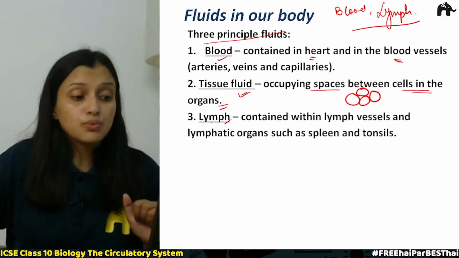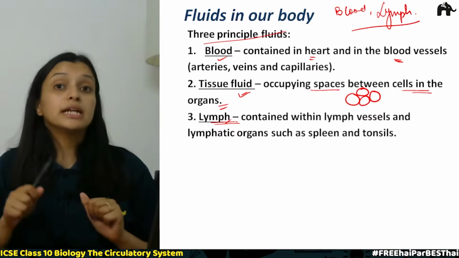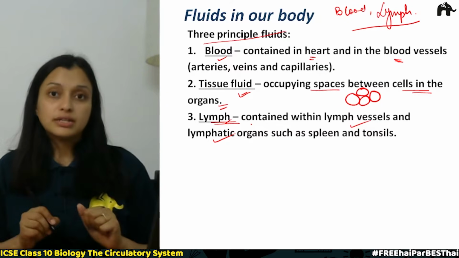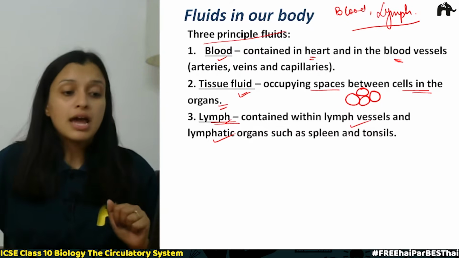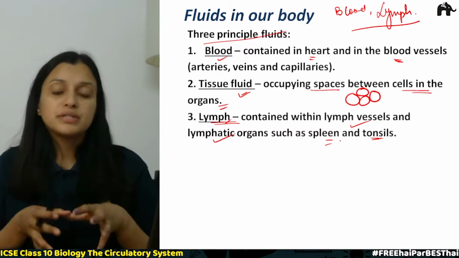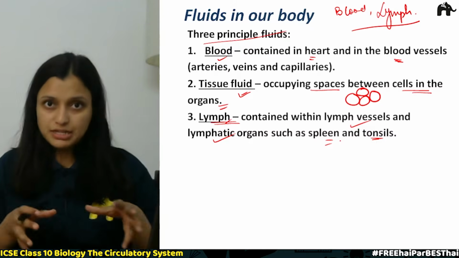Correct. The next one is lymph. Where do we find this lymph? So lymph is contained within lymph vessels and lymphatic organs such as the spleen and tonsils. So it is present in the spleen and it is present in the tonsils. Okay. So I hope this topic is also clear.